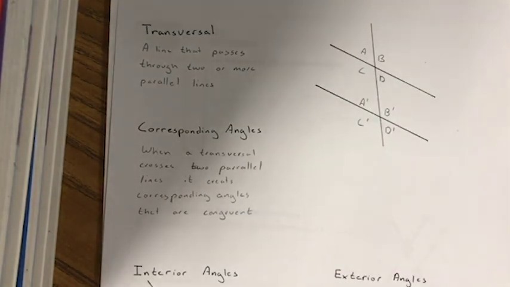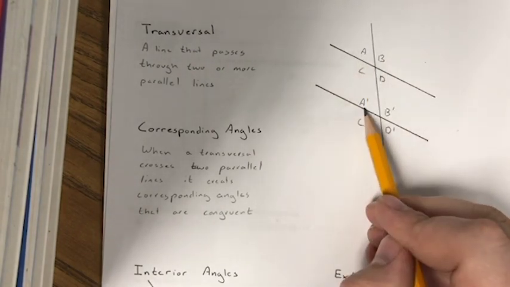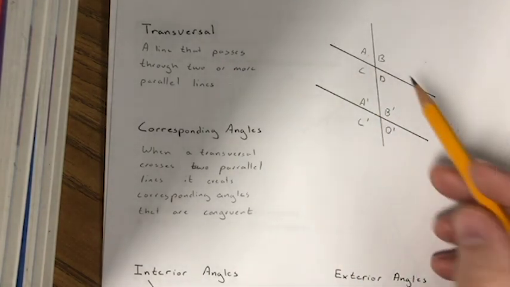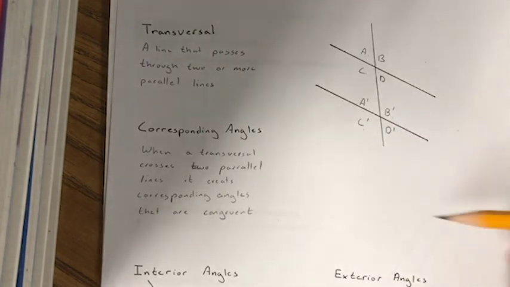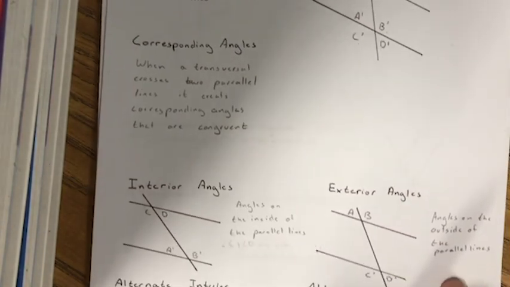Well, this also leads us to a couple of things that we can say. If we know the measurement of A, we know the measurement of A prime. These two things are the exact same measurement, as are B and B prime, C and C prime, D and D prime. And I'll explain what's happening there in just a moment. But let's go on to some other terminology.